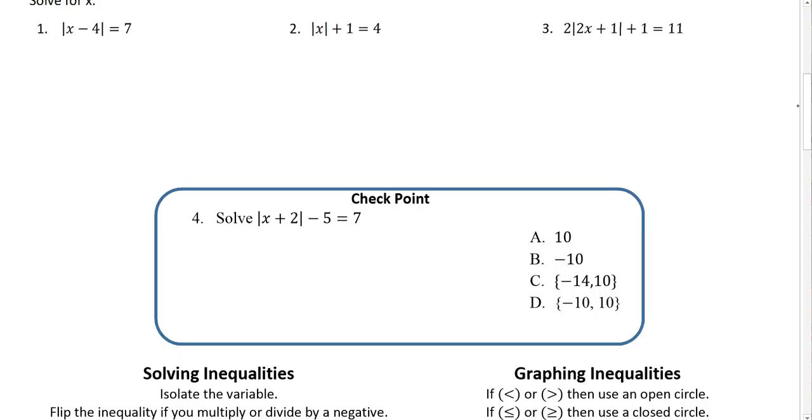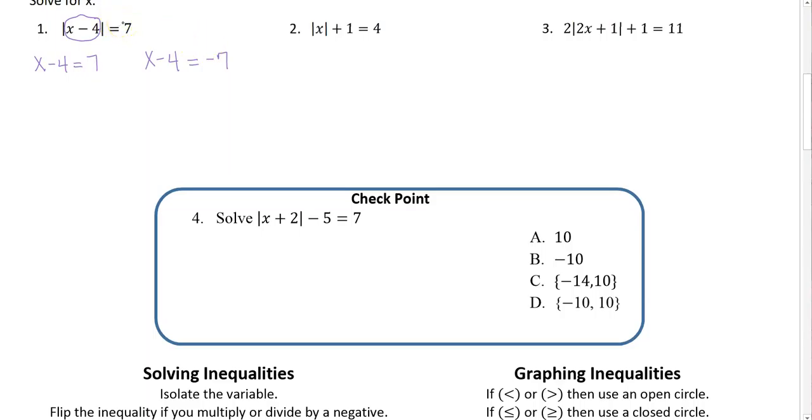So in number 1, the absolute value is by itself. So we can take the stuff on the inside of the absolute value and we can say x minus 4 can equal positive 7, because when we take the absolute value we would get positive 7. We can say that x minus 4 can equal negative 7 as well, because if we took the absolute value of negative 7 we would get 7.